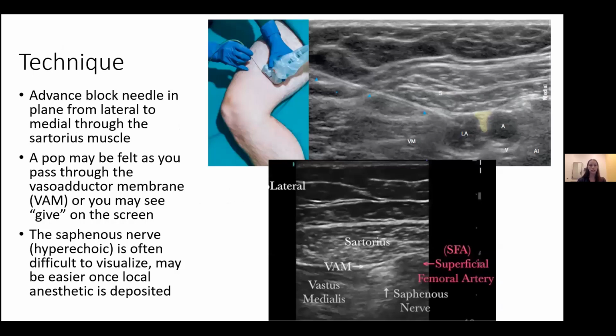So the technique is to advance the block needle from lateral to medial through the sartorius muscle. You may feel a little bit of a pop as you go through the vastoadductor membrane, or you may see a little bit of give on the screen. The saphenous nerve is quite difficult to visualize before you've begun to deposit your local anesthetic. After that, it often becomes more obvious with a nice pool of local anesthetic around it. It's typically at the 9 to 11 o'clock position. So when I'm putting my needle in, I tend to try to go around either 5 o'clock or closer to noon or 1 o'clock because I don't want to enter the nerve itself.